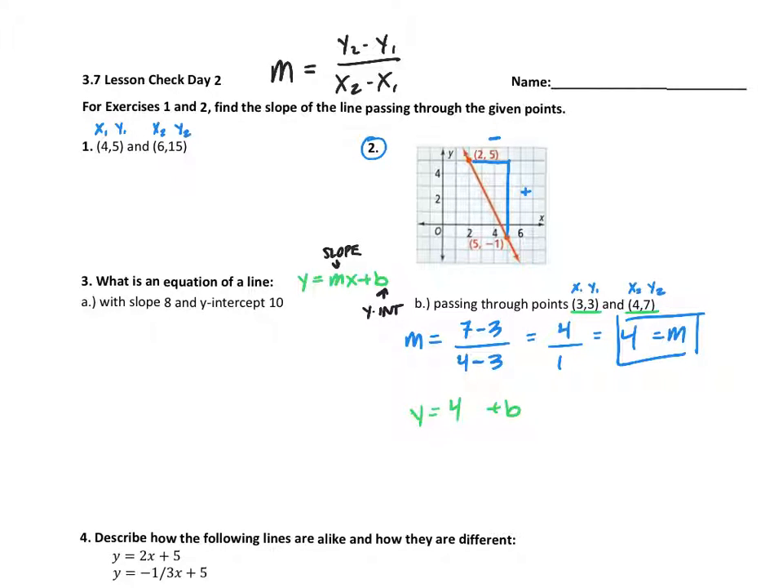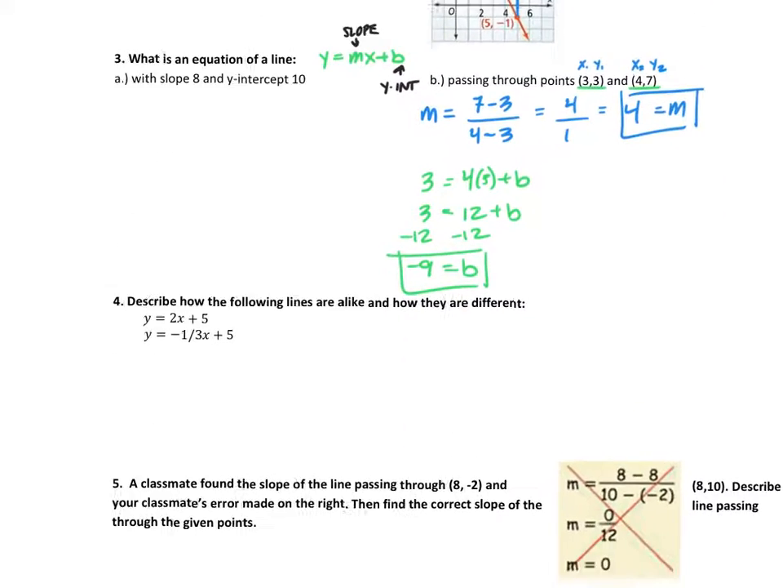So 3 will go in for x. Make sure you use parentheses there. And then 3 will also go in for y. So then we simplify and solve for b. 3 equals 12 plus b. Subtract your 12 from both sides. And you get negative 9 equals b. And then from here, just take your m and your b and plug it into y equals mx plus b. And then go ahead and flip it over to the back side.